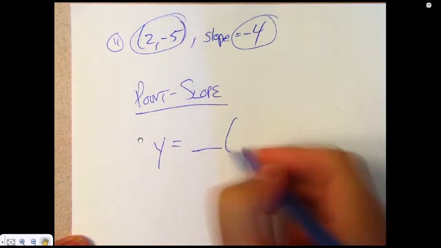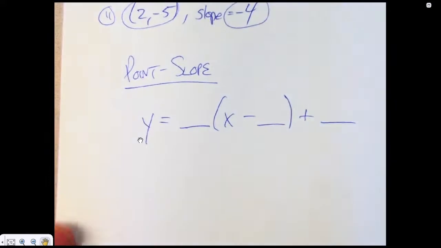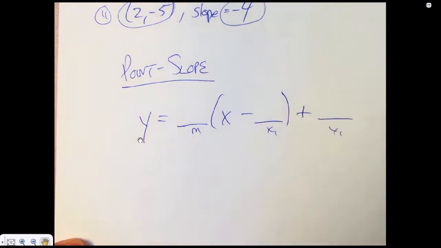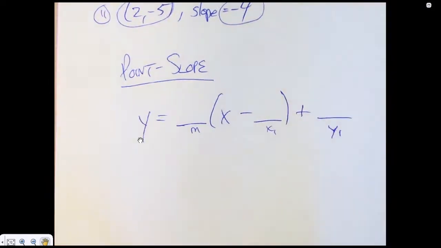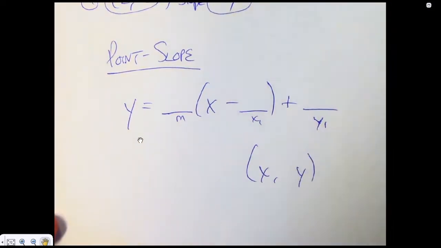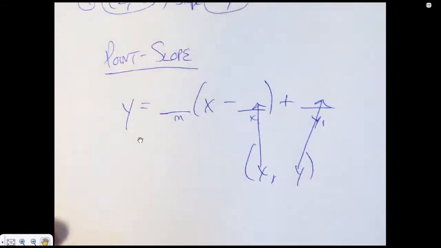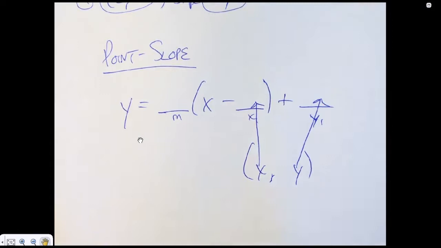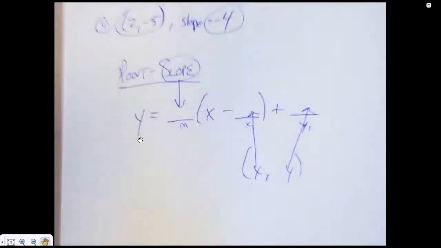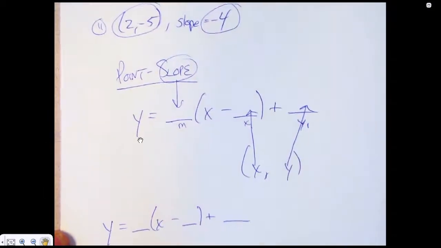Point slope form is blank times x minus blank plus blank. That's my version of it. Some other people would probably put m there, x1 there, and y1 there. That's up to you. But essentially the point that you know, remember it's point slope form, your x value goes there, your y value goes there. And then the slope goes there. So if I'm doing this number 11, as soon as I see the equation of a line, I'm doing that, like right away every time.